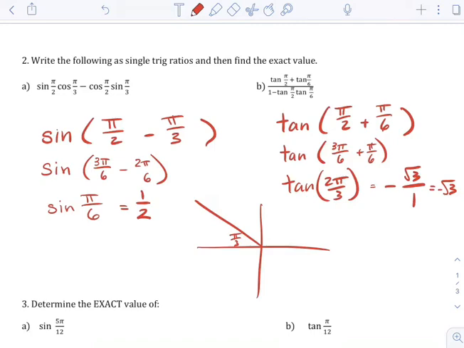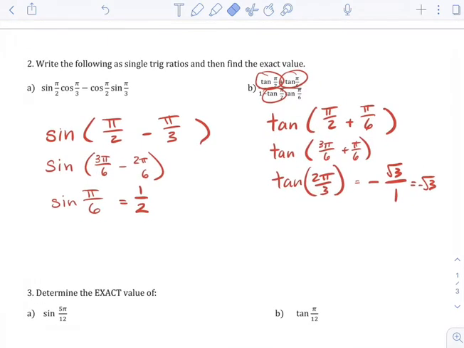I could go through and solve each one of these and I'm going to get negative root 3 in this case as well. So it doesn't matter which method we use to get there. All right, keep rolling along here.